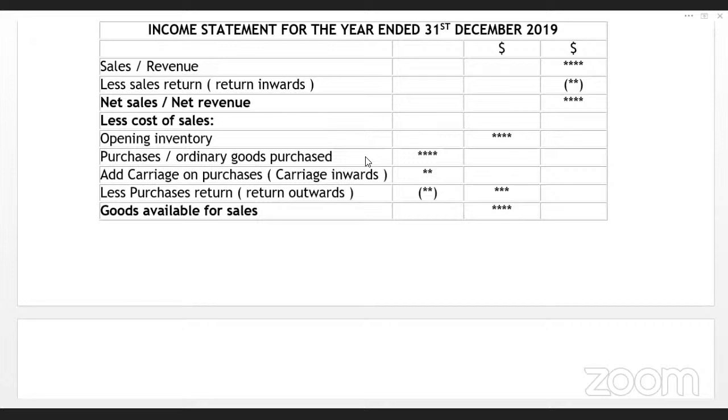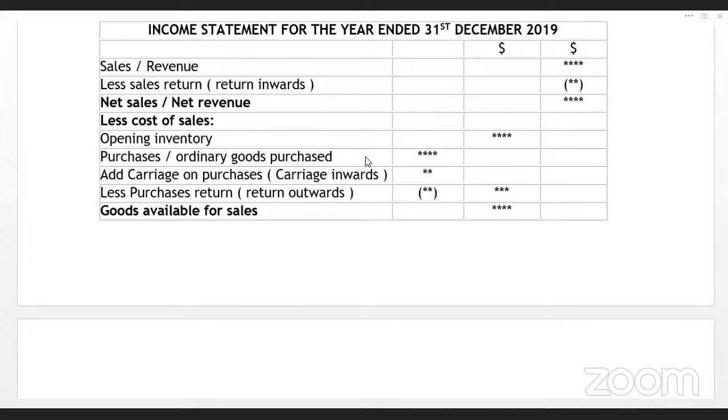So we get our opening inventory, we add the purchases, we add the carriage on purchases, we less the purchase returns, then we get what we call the cost of goods available for sale. The cost of goods available for sale.